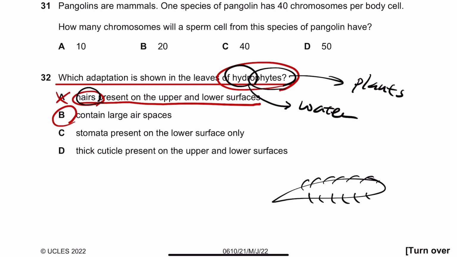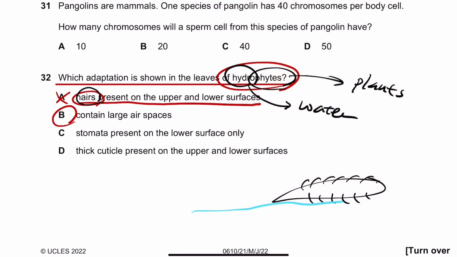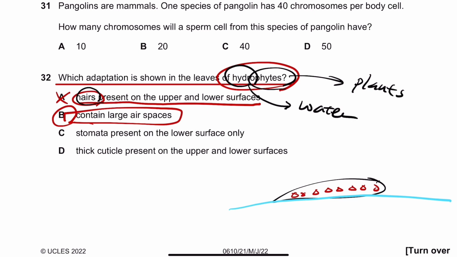It contains large air spaces. So for some hydrophytes, they actually live on the surface of the water. In order to live on the water, they have to float. So by increasing the buoyancy, they can float better. And it's the air spaces inside the leaves that provide this buoyancy. So B is the right answer.